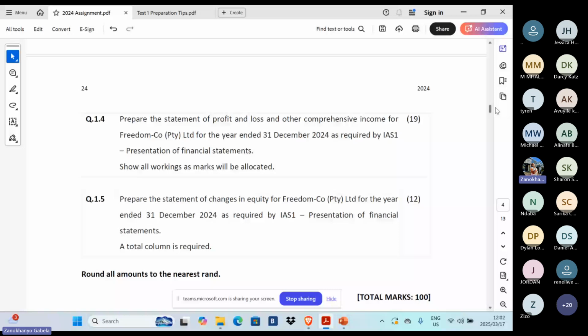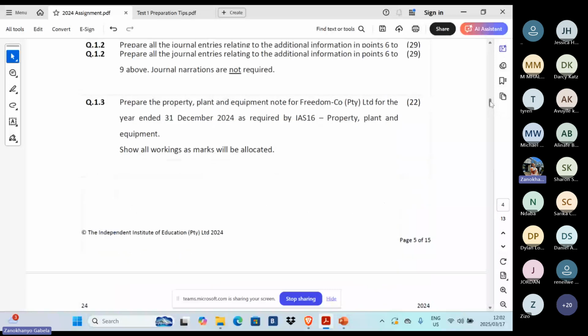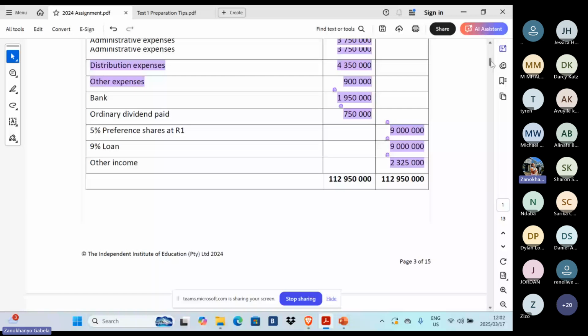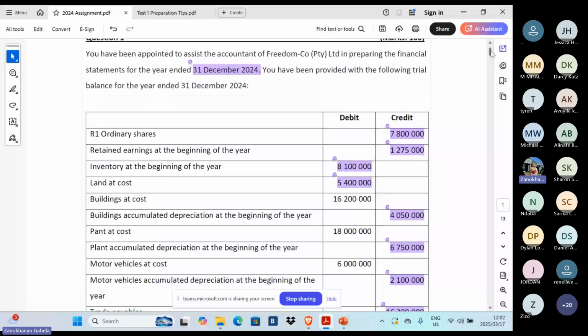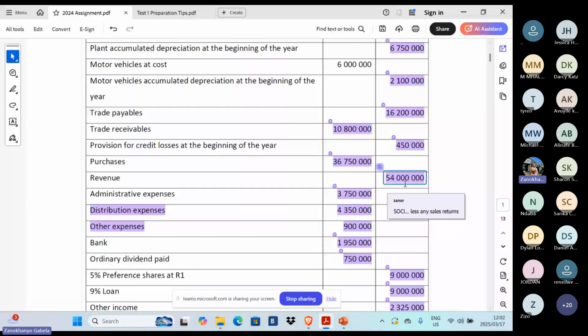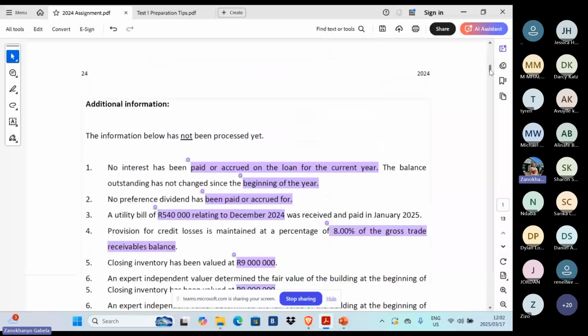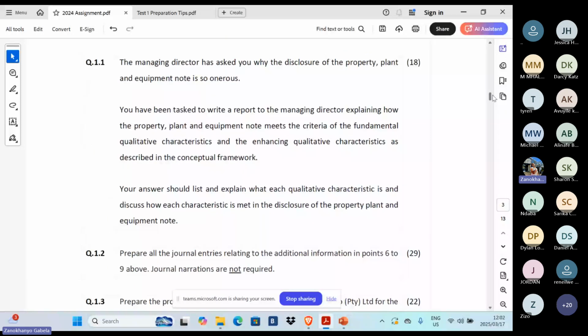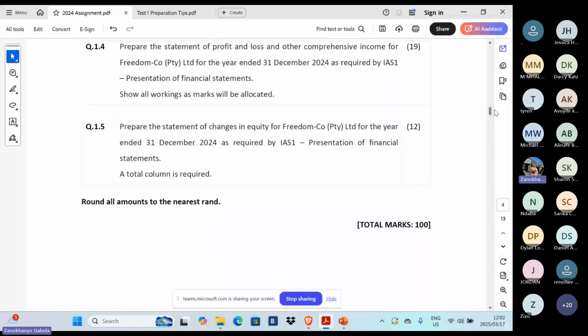Prepare the statement of profit and loss. Again, the highlights in here say what should be in the income statement. So you start, of course, with your revenue. There is your revenue. Then you calculate your cost of sales. We've been speaking about how cost of sales is calculated. And then you continue with the rest of your income statement. And then last but not least, they asked for a statement of changes in equity, which is very nice and fair.